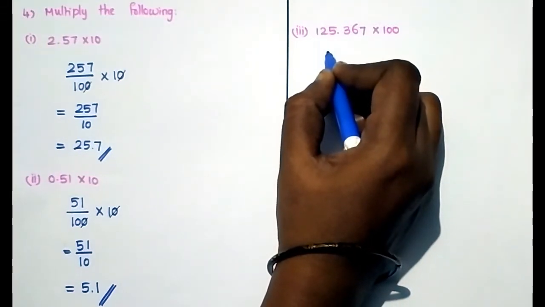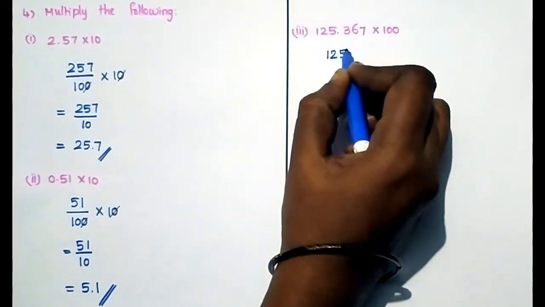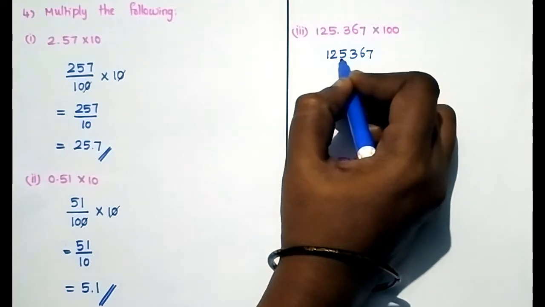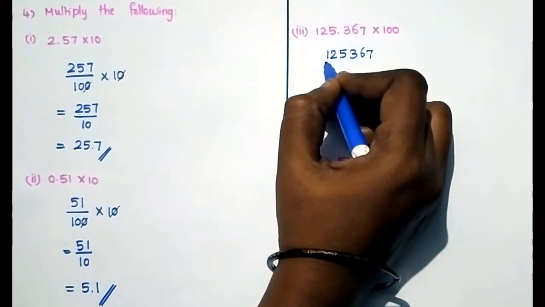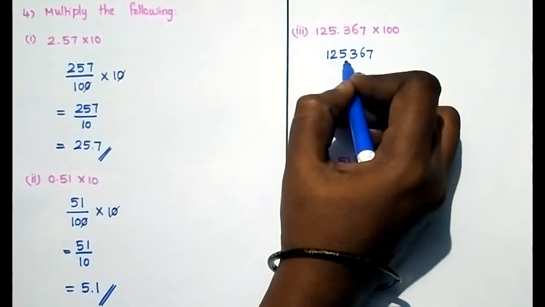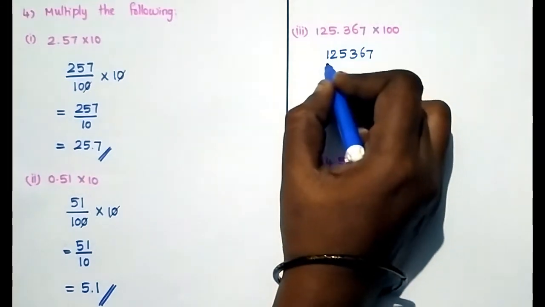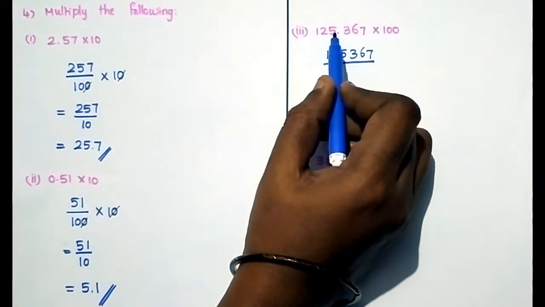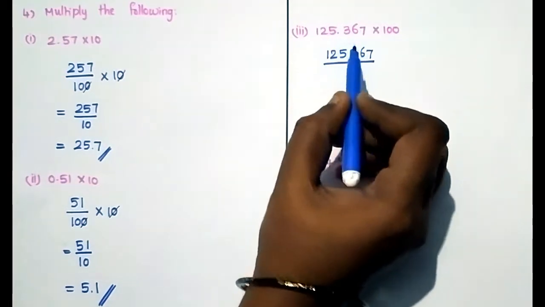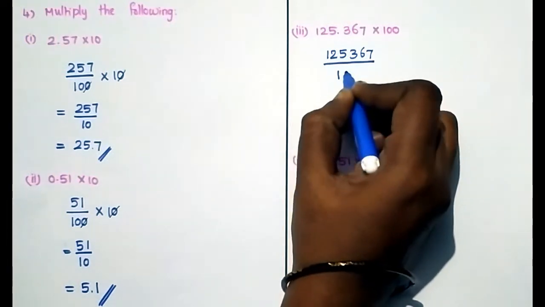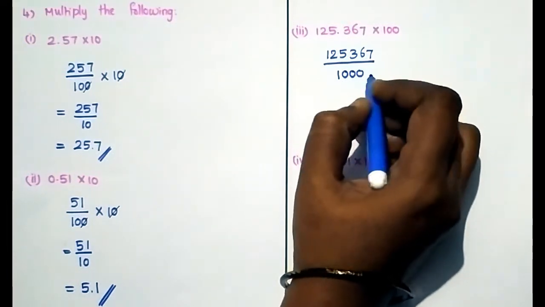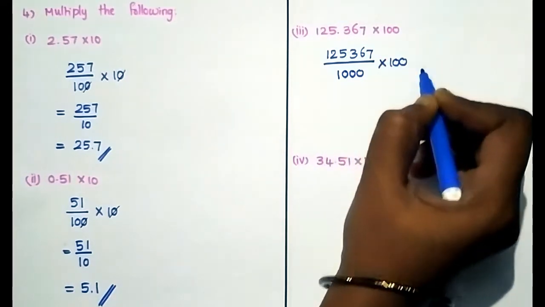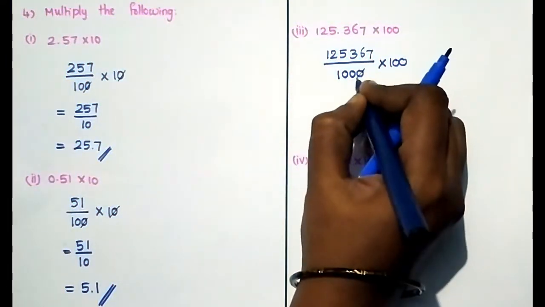Fourth sum. Write down the number without the decimal point: 1 2 5 3 6 7. Ones, tens, hundreds, thousand, ten thousand, lakh. So 1,25,367 divided by, after the decimal point 3 digits are there, so we have to put 1000 into, already 100 is there. So write down that, and now cancel the zeros.